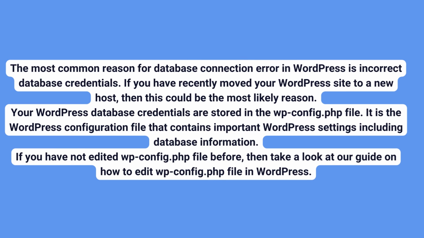The most common reason for database connection error in WordPress is incorrect database credentials. If you have recently moved your WordPress site to a new host, then this could be the most likely reason. Your WordPress database credentials are stored in the wp-config.php file. It is the WordPress configuration file that contains important WordPress settings including database information.